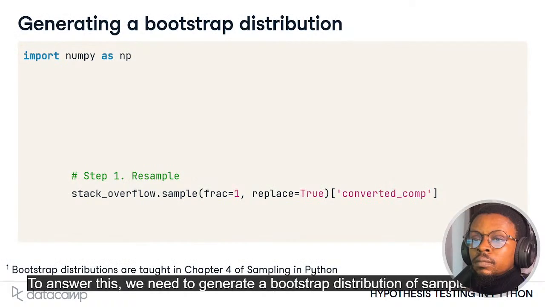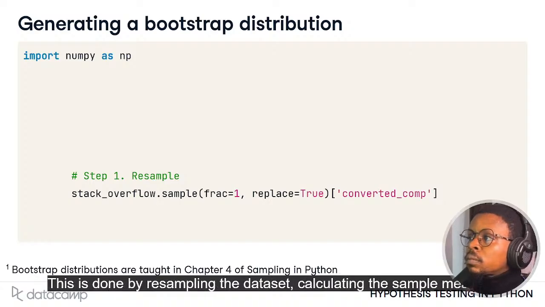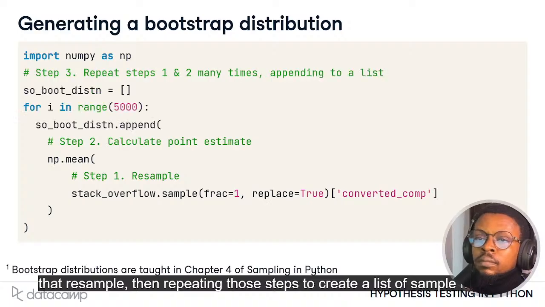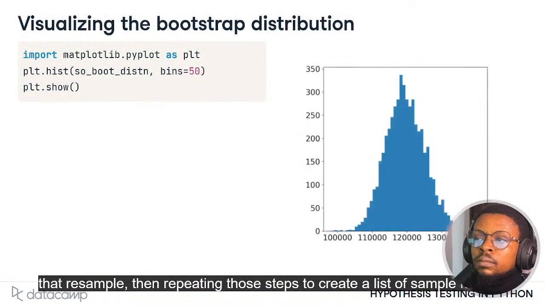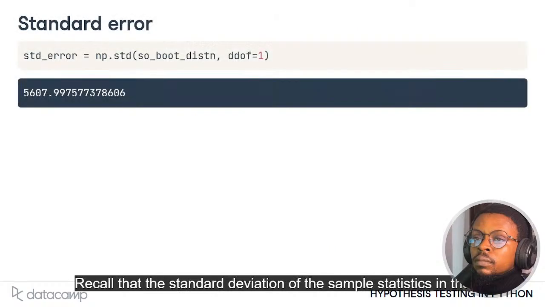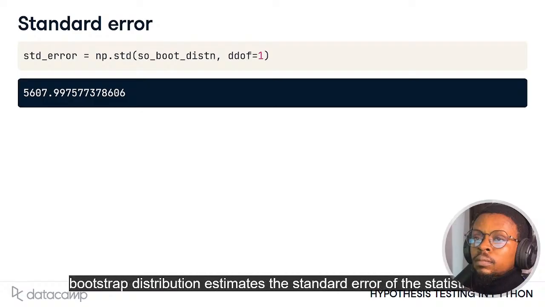To answer this, we need to generate a bootstrap distribution of sample means. This is done by resampling the dataset, calculating the sample mean for that resample, then repeating those steps to create a list of sample means. Here's a histogram of the bootstrap distribution. Its bell shape means that it's roughly normally distributed. Notice that 110,000 is on the left of the distribution. Recall that the standard deviation of the sample statistics in the bootstrap distribution estimates the standard error of the statistic.